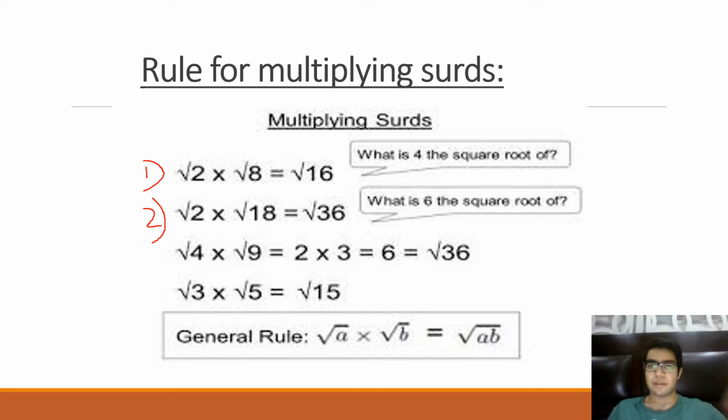And then you can simplify this. For example, the square root of 36 is equal to 6, and the square root of 16 is equal to 4. So you can simplify, but I'm now telling you about the rule. Question number 3: we have the square root of 4 times the square root of 9. You can multiply these two numbers inside the square roots. So 4 times 9 is 36.